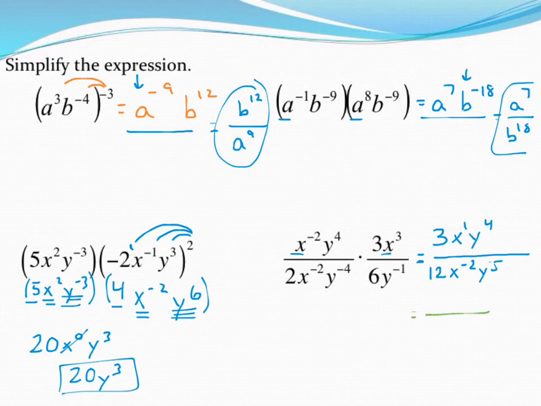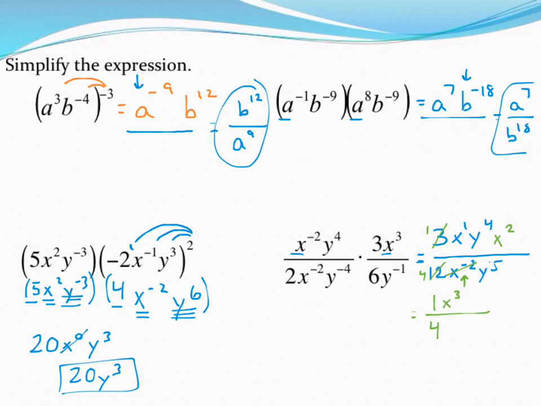The 3 over 12, I'm just going to simplify that right away to just 1 over 4, like you'd always do with fractions. So I have a 1 and a 4 as my coefficients. Your x pieces, let's see, I want to move that negative 1 up to the top. So that's going to become x to the positive second in the numerator. And once I combine those, it's going to be x to the third power when I add up my exponents.